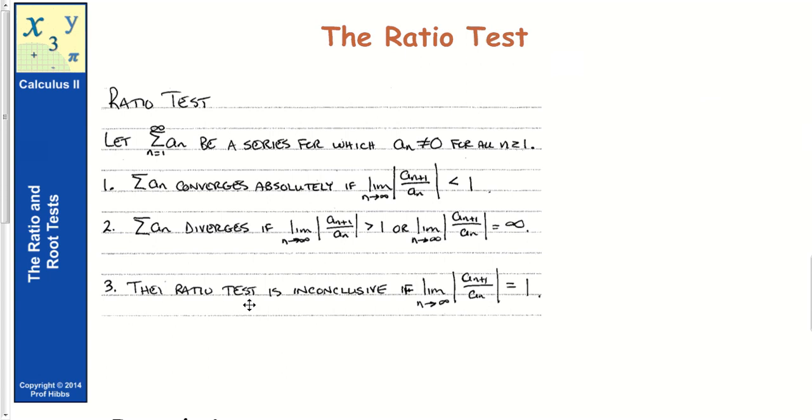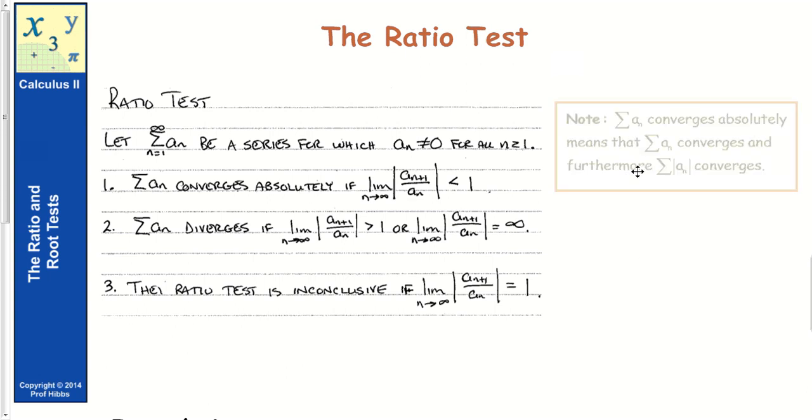In other words, we have to use a different test if the limit of the absolute value of the ratio a sub n plus 1 over a sub n is equal to 1. So if that limit is less than 1, then we have a series that converges absolutely. If that limit is greater than 1 or infinite, then that series diverges. And if the limit is equal to 1, then we can draw no conclusions whatsoever.